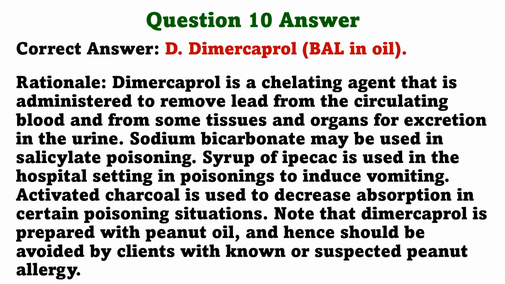The correct answer is D. Dimercaprol. Rationale: dimercaprol is a chelating agent that is administered to remove lead from the circulating blood and from some tissues and organs for excretion in the urine. Sodium bicarbonate may be used in salicylate poisoning. Syrup of ipecac is used in the hospital setting, in poisonings, to induce vomiting. Activated charcoal is used to decrease absorption in certain poisoning situations. Note that dimercaprol is prepared with peanut oil, and hence should be avoided by clients with known or suspected peanut allergy.